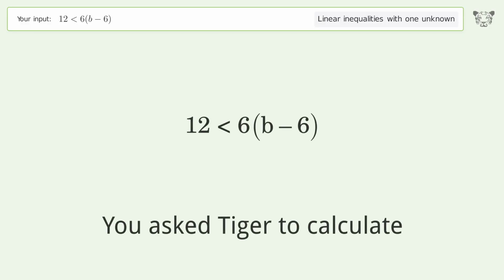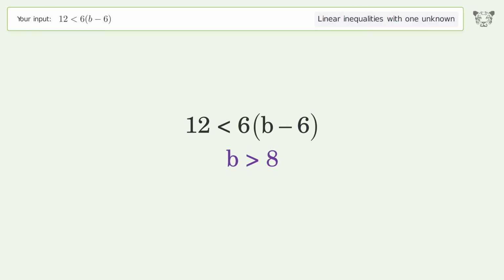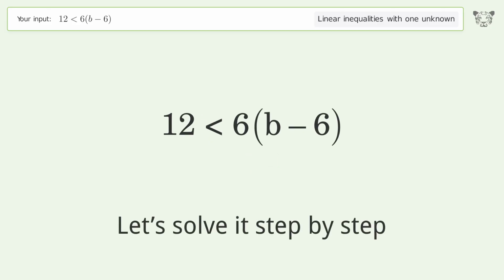You ask Tiger to calculate. This deals with linear inequalities with one unknown. The final result is b greater than 8. Let's solve it step by step.